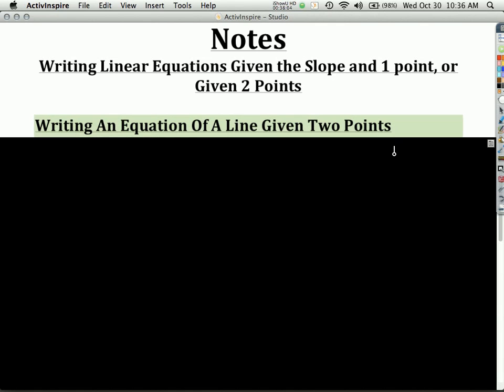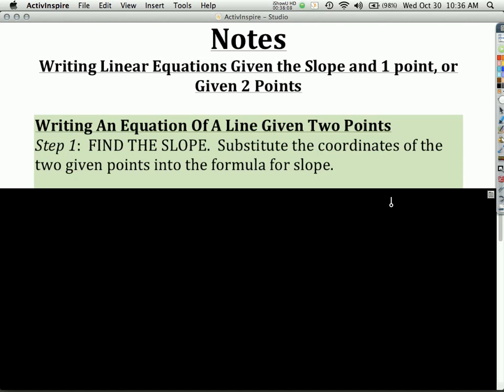So, writing an equation of a line if we have 2 points. It goes back to the key that we learned to set up. There's 2 pieces of information we need. We need the slope and we need the y-intercept. So step 1, find the slope. Well, you learned in the middle of chapter 4 to calculate slope if you have 2 points. So all we have to do is plug it into the slope formula and find the slope. So that's nothing new for you. Step 1 is something you already know how to do.